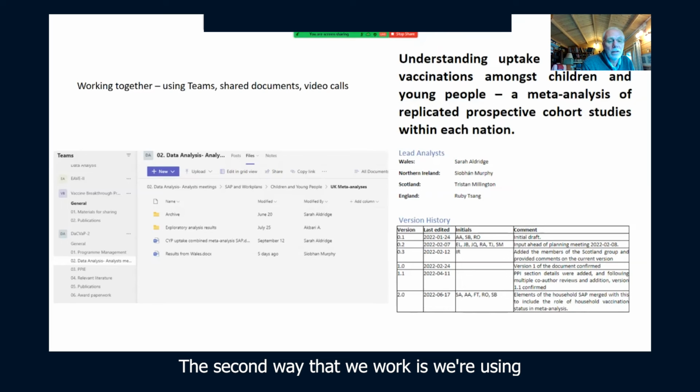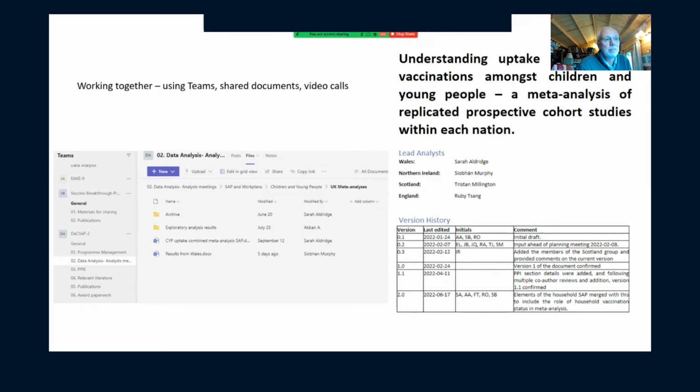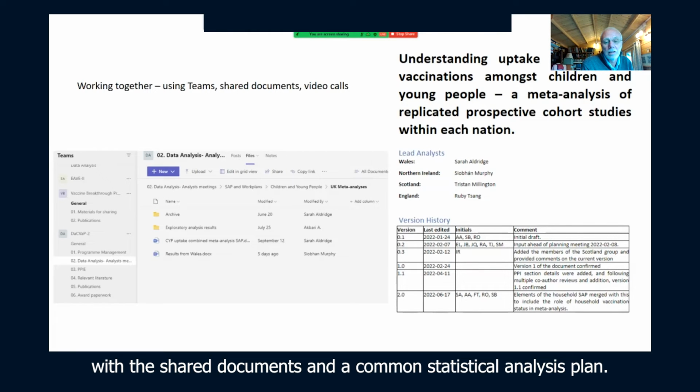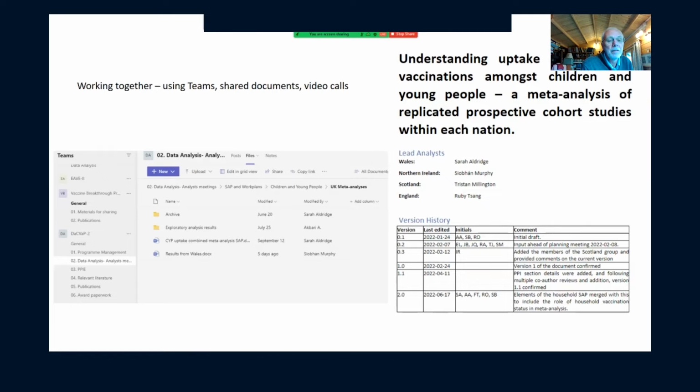And the second way that we work is through using relatively up-to-date flexible working processes, in this case using Microsoft Teams, which is hosted at the Edinburgh University website, and all of the analysts and people working on the projects can access the same documents and edit them and keep them up to date there. So that's how we're working in different areas with shared documents and a common statistical analysis plan. The next slide, please.